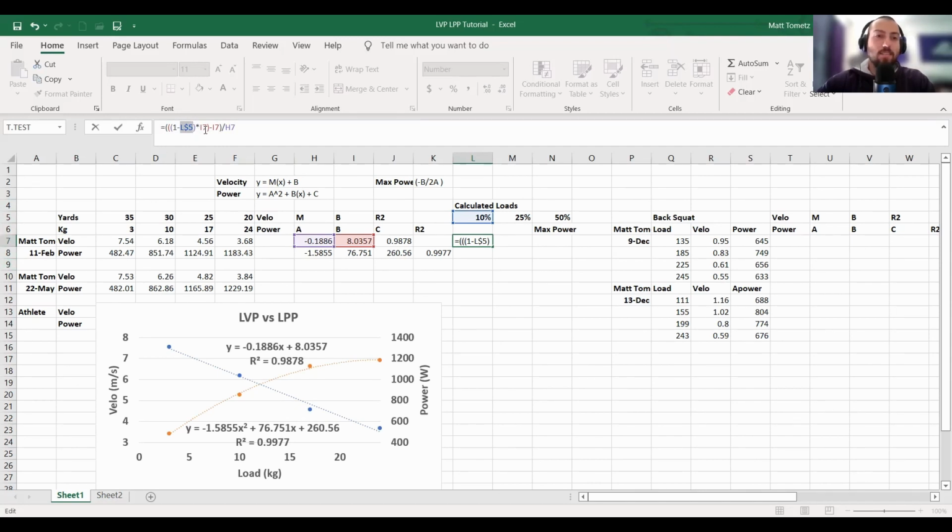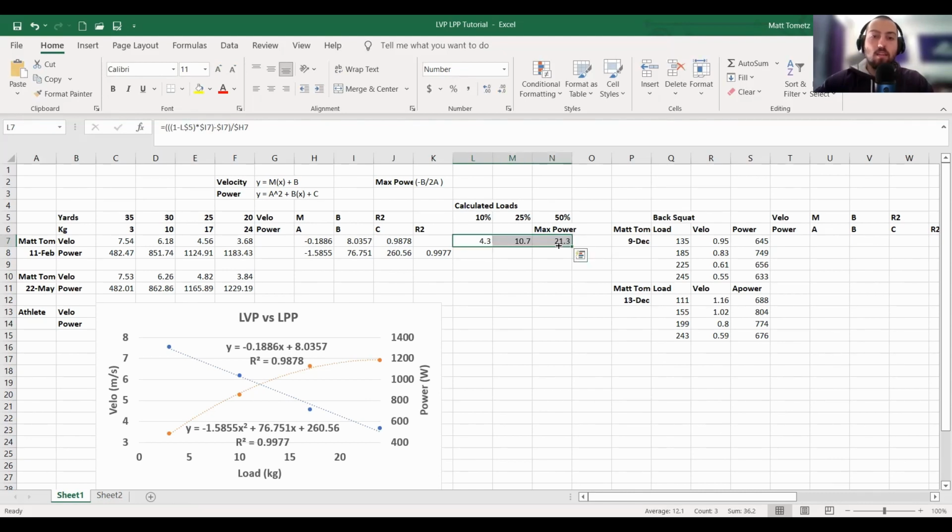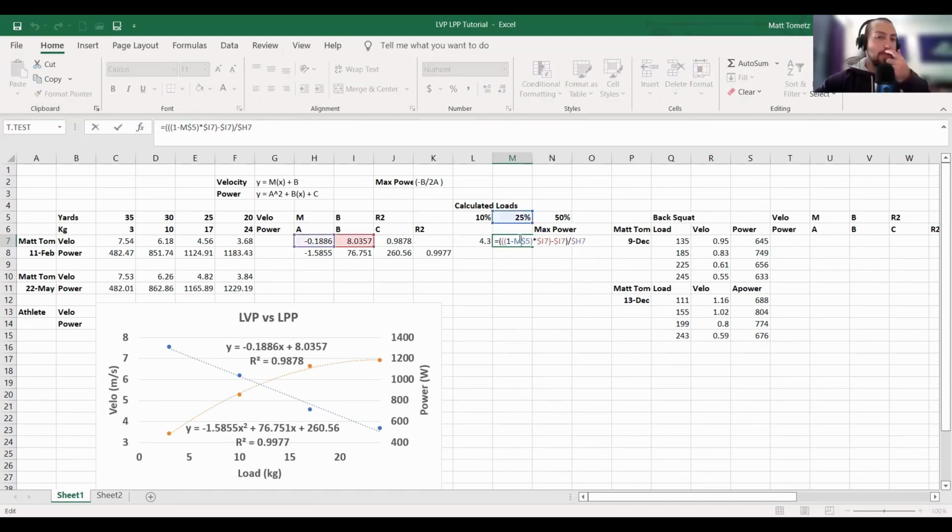Okay. Next, my B. So I always want the I to stay the same, but I want this to move down. So F4, money sign in front of the I, but not the 7. So the 7 can go down, but the I will stay the same. I'm going to do that again for the other I7. And the H7, the M, is the same thing. I want the 7 to change, but I want the H to stay the same. So now drag this across, and it already calculates everything else.